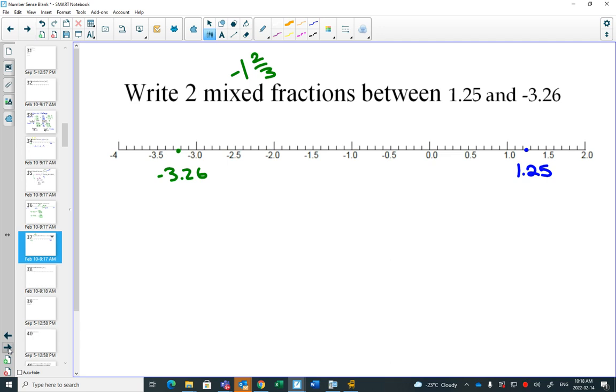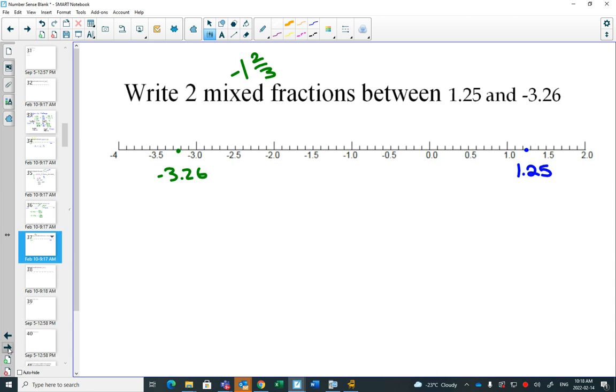You would just have like 1/2 or 2/3. It wouldn't really be a mixed fraction. So you're not going to have any answers in here. There would be a few answers with 1 and a fraction. And there would be a few answers with negative 3 and a fraction.